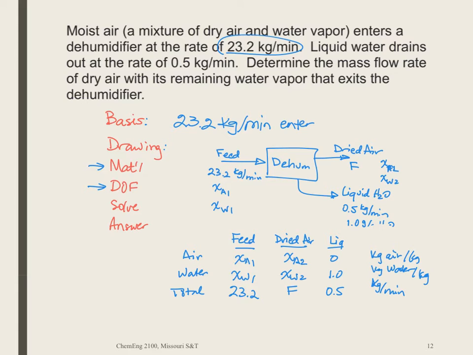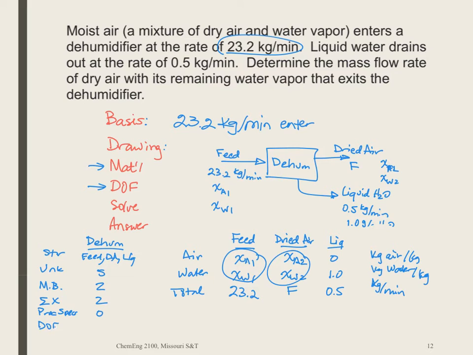I have one process, which is the dehumidifier. And my streams are the feed, the dried air, and the liquid. So I have 3 streams. My unknowns are, well, 1, 2, 3, 4, 5 of them. I'm not listing them this time, but they're right next to us on the table here. My material balances, I could write 2 because I have 2 components. My sum of x's, I have this set and this set, so I have 2. Process specs, other information given, I have 0. And my degrees of freedom, 5 minus 2 minus 2 minus 0 leaves me with 1.